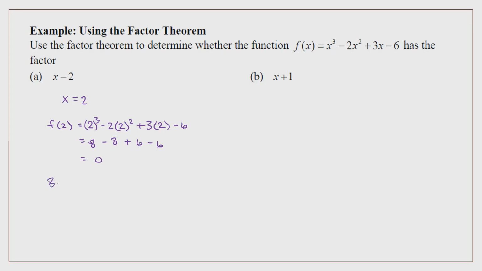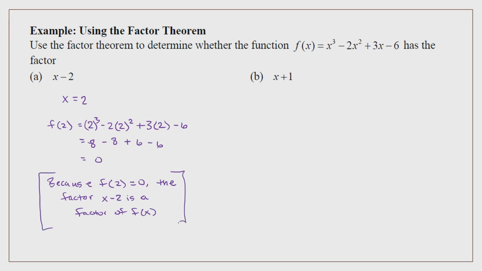So because f of 2 equals 0, the factor x minus 2 is a factor of f of x. So we wanted to factor f of x. We know one of its factors.